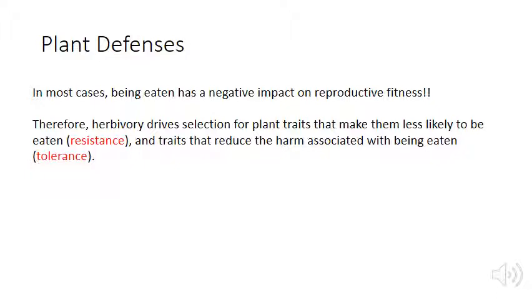The second category is tolerance. So these are traits that reduce the harm associated with being eaten. So many plants like grasses are grazed upon almost constantly, and rather than allocate lots of resources to chemical defenses or morphological defenses, they produce leaf material that's very nutritionally poor, so it's cheap to replace after herbivory. So this is a kind of a form of plant defense, just the tolerance of herbivory.